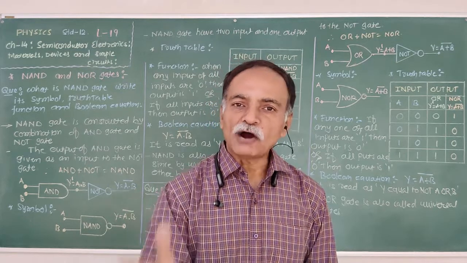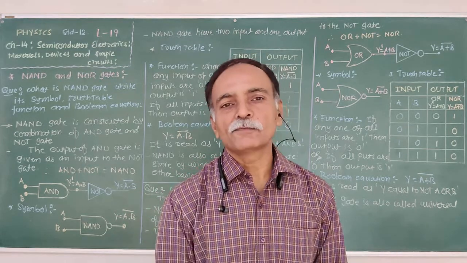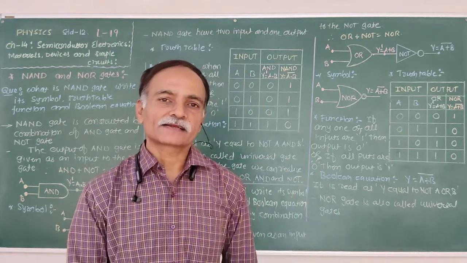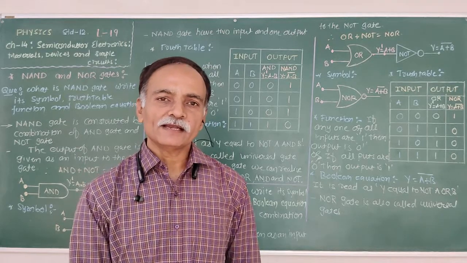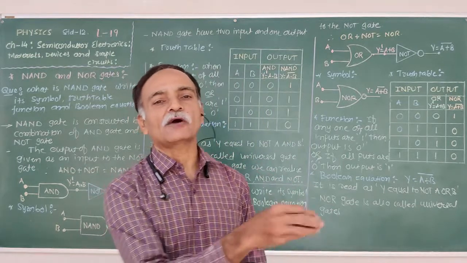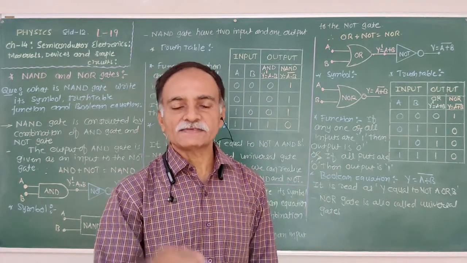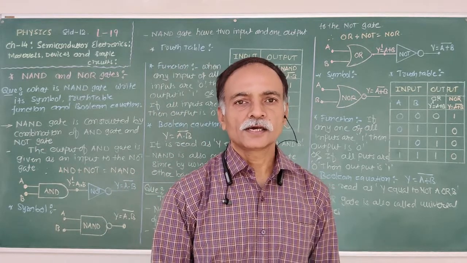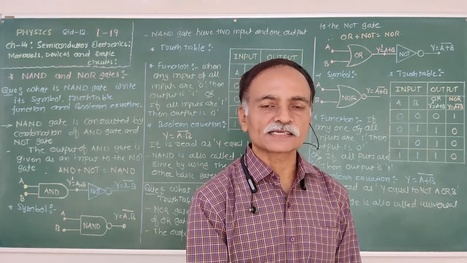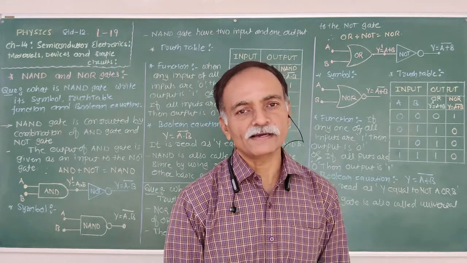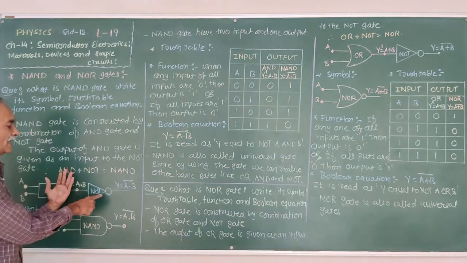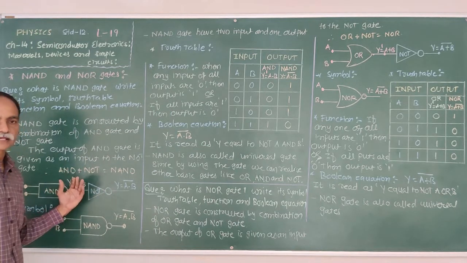That means the output of the AND gate is given as the input of a NOT gate. Now what is the NOT gate? The NOT gate is the inverter gate. Whatever input is given, we obtain the inverse. As we give input 0, we obtain output 1. As we give 1 as an input, we obtain output 0. Therefore, that is known as the inverter gate. The symbol of the NOT gate is a triangle with a bubble. That is the symbol of the NOT gate.